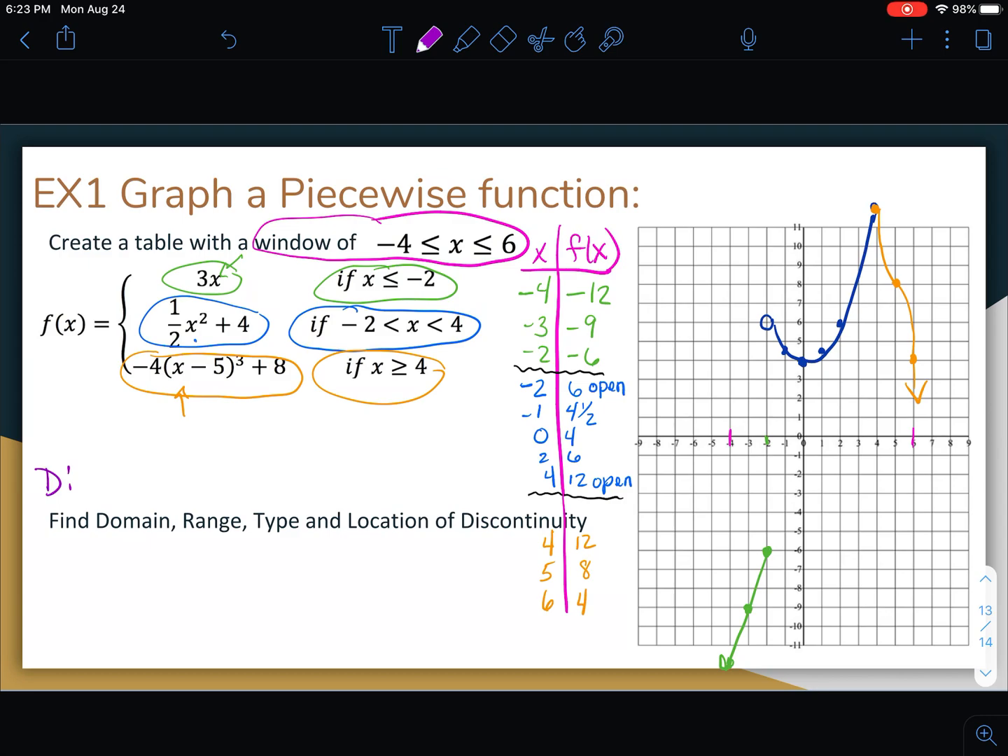So for our domain, and we're going to use our interval notation, we have, sorry, my timer is going off. My goodness, one moment. Turn that off, and let's keep going.